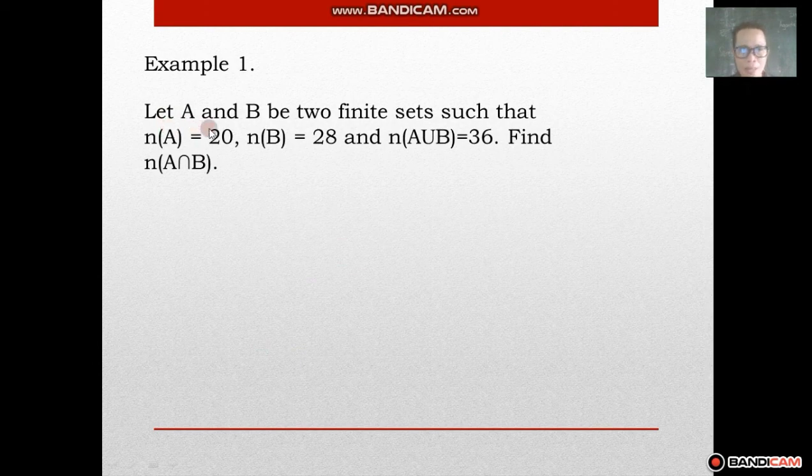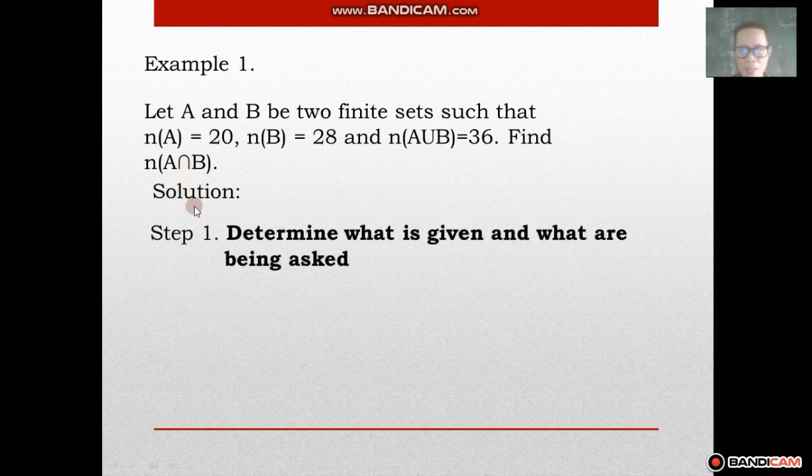Let A and B be two finite sets such that the cardinal number of A is 20 and the cardinal number of B is 28 and the cardinal number of the union A and B is 36. Find the cardinal number of the intersection of A and B. Alright, solution. Applying the steps.